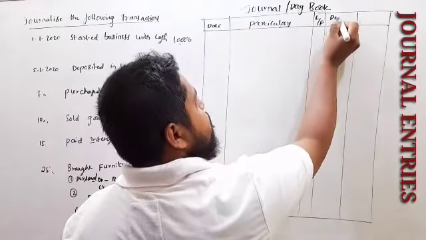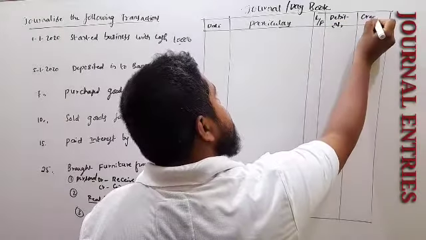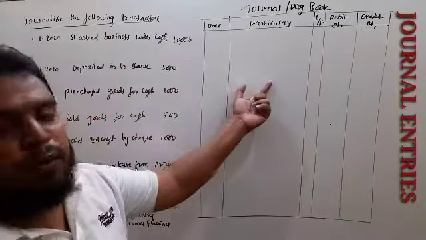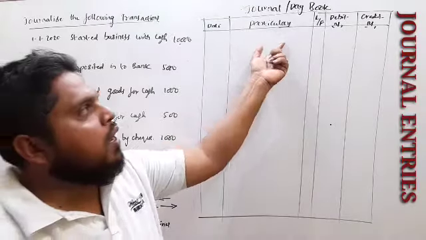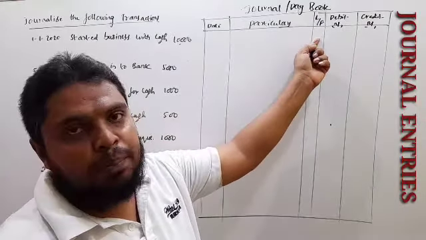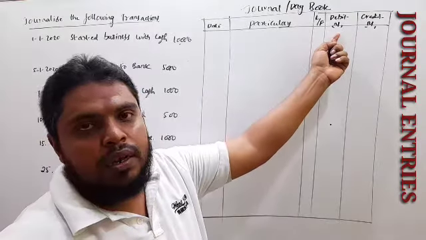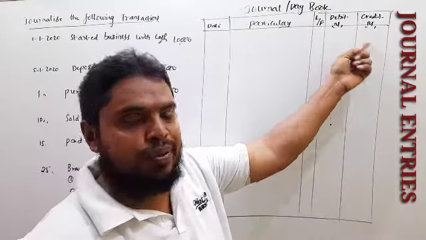Then debit, that is rupees, and credit, rupees. So this is the format here: date, particulars, ledger folio, the page number of the ledger. Debit means the left side, that is rupees, and credit means the right side, rupees.